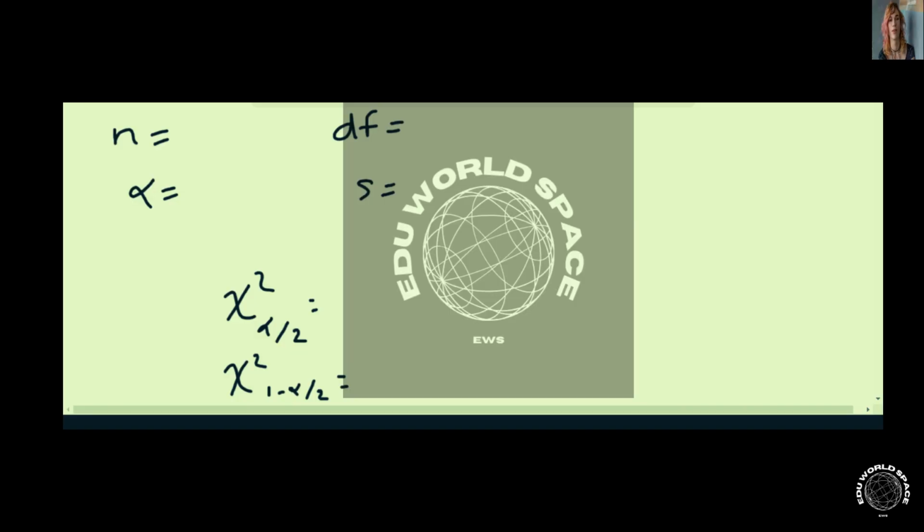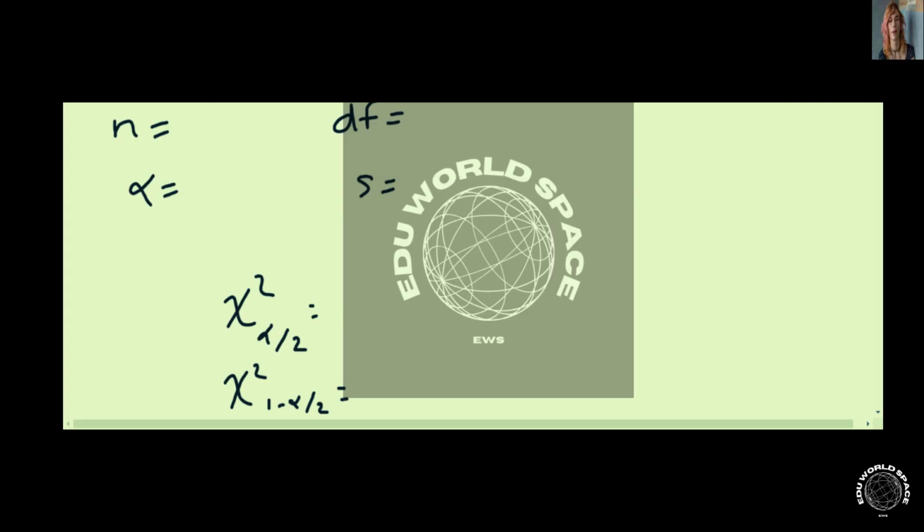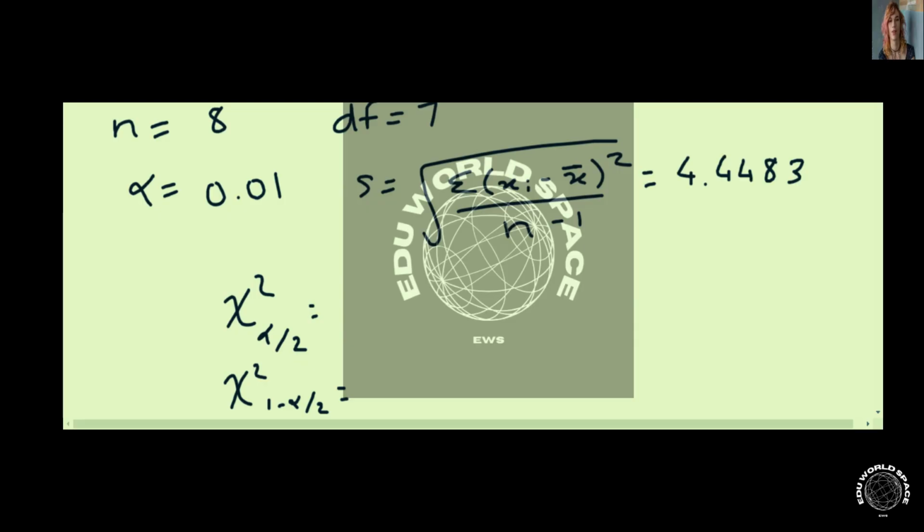For this question, we've been given our sample size is 8, so n is 8. Since our sample size is 8, our degrees of freedom becomes 7. Since we're finding a 99% confidence interval, alpha is 0.01, and given the sample, we can calculate the sample standard deviation using this formula. If you simplify this formula, the sample standard deviation for this question comes to 4.4483.